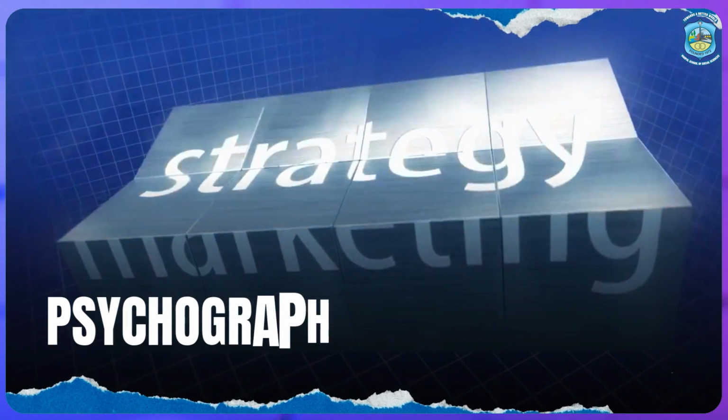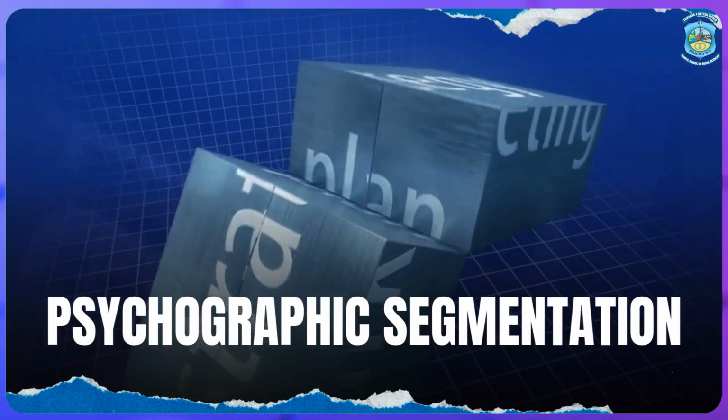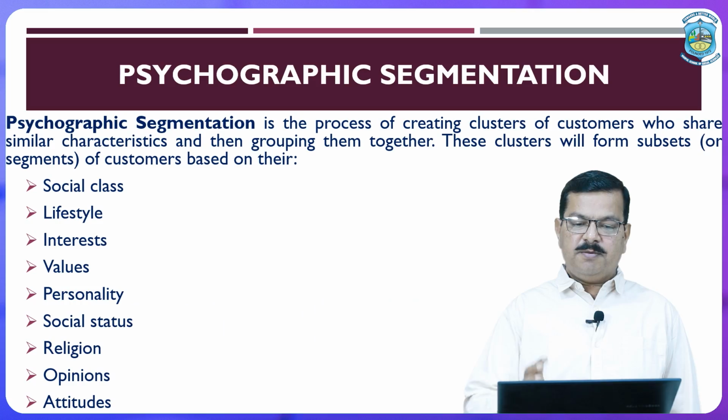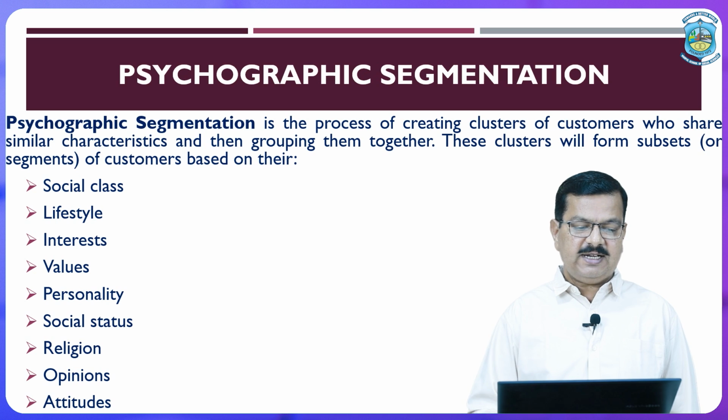The third type of segmentation is psychographic segmentation, wherein the marketer is able to create clusters of customers who share similar characteristics and then group them accordingly. These clusters normally are formed as subsets, and we can categorize them on variables like social class, lifestyle, interest, values, personality, social status, religion, opinion and attitude displayed by the customers.